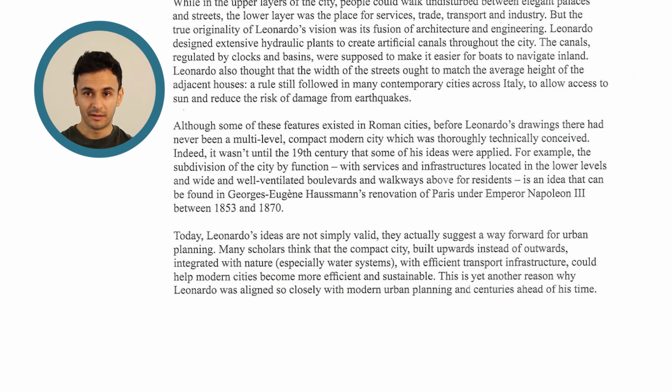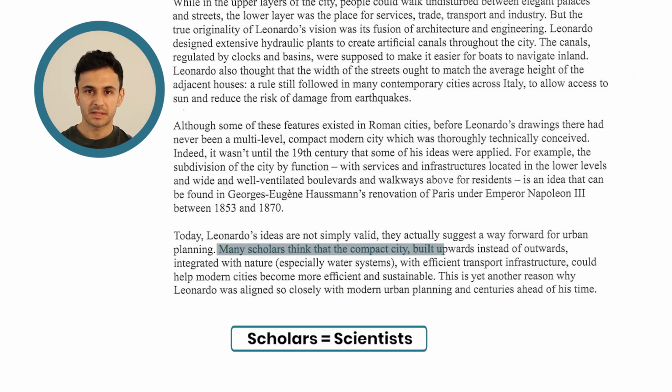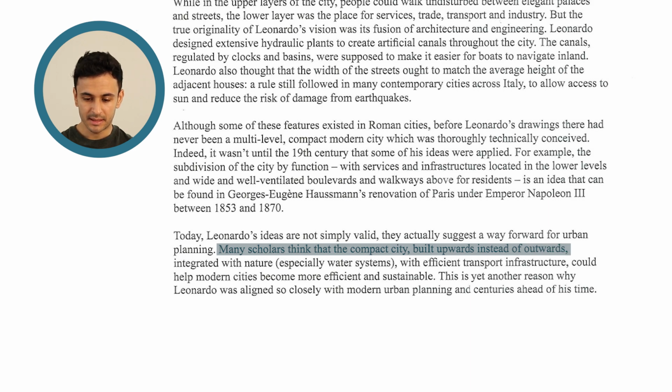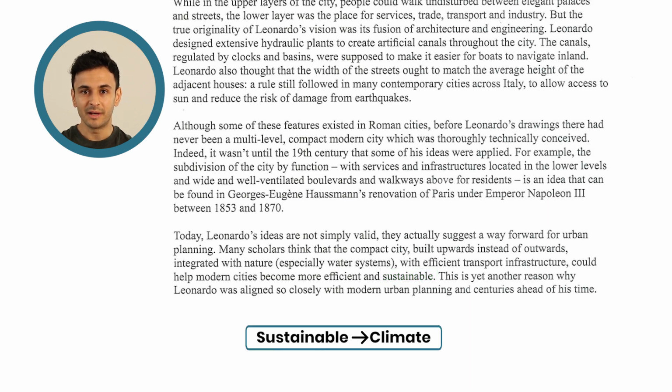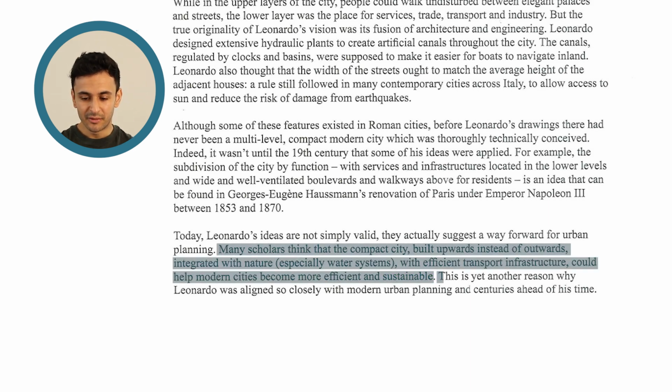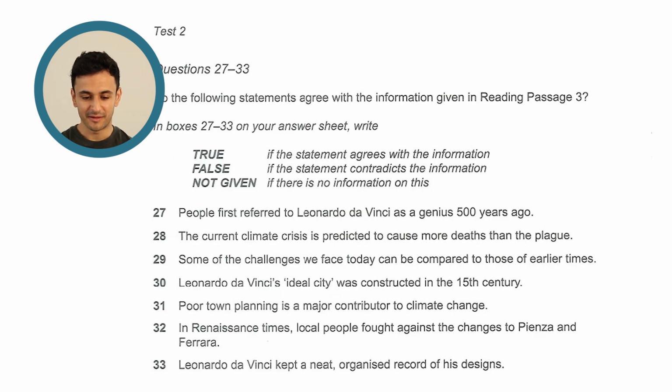Now, if I keep on reading, "many scholars", so scholars are like scientists, "think that the compact city built upwards instead of outwards, integrated with nature, especially water systems, with efficient transport infrastructure, could help modern cities become more efficient and sustainable." So sustainable is also a keyword that's related to climate. "This is yet another reason why Leonardo was aligned so closely with modern urban planning and centuries ahead of his time." So based on this information, I'm going to give it a true.